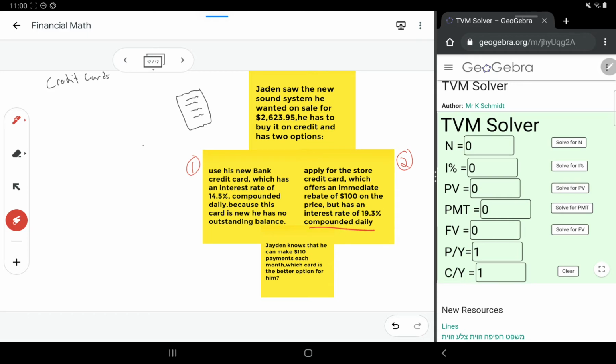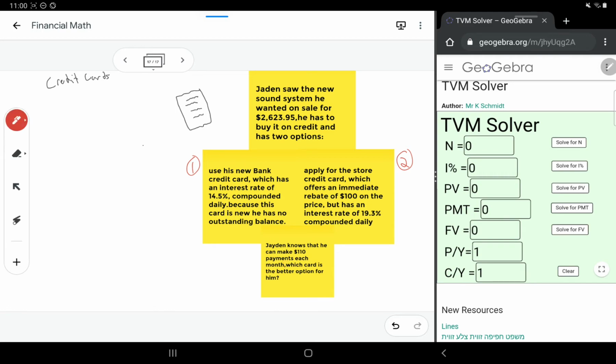but it has a slightly higher interest rate at 19.3% compounded daily. Jaden has looked at his finances, and he's figured out that he can make $110 payments each month. So every month he's going to put $110 into these debts. Which card is the better option for him right now?